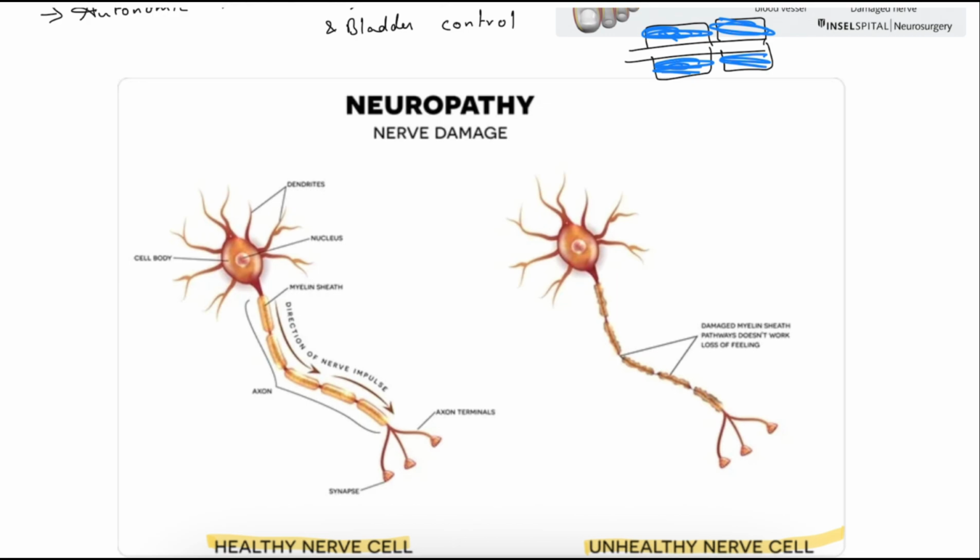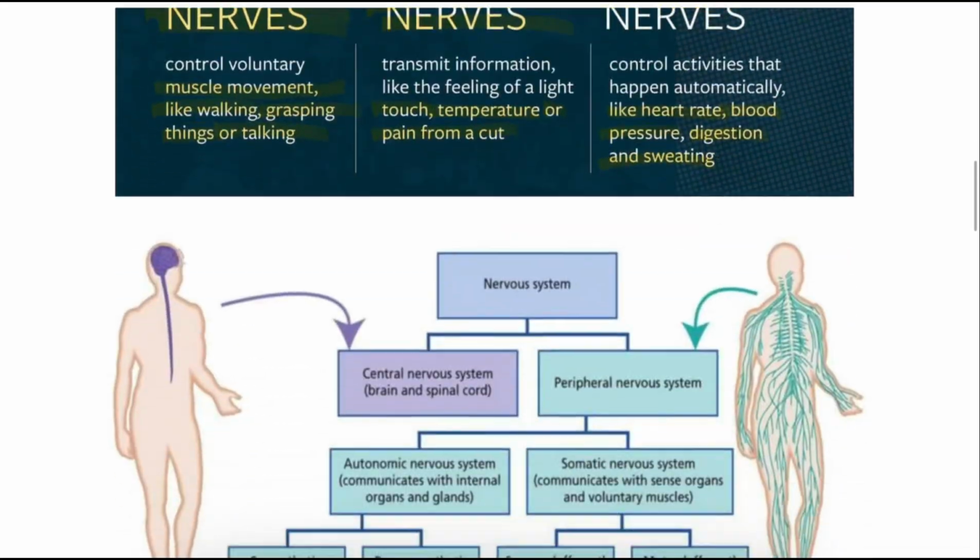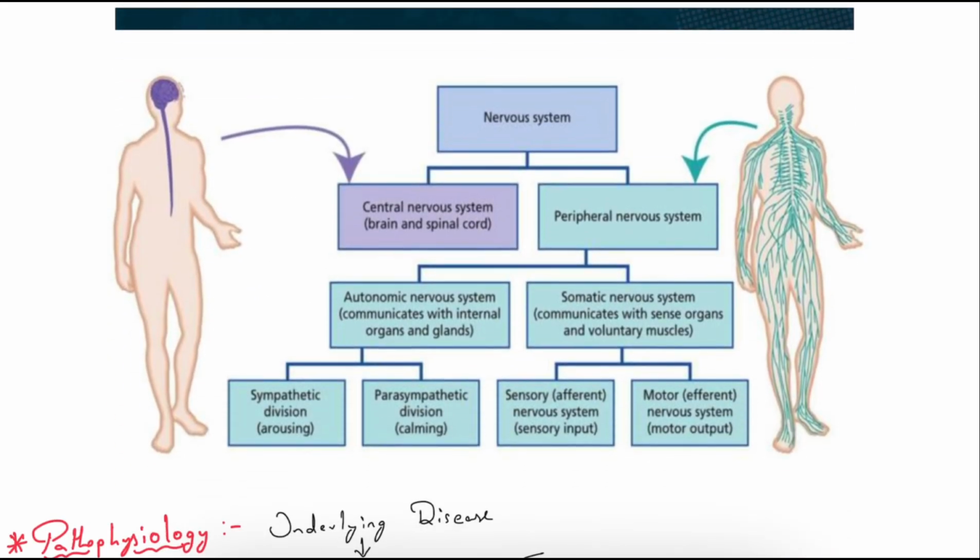It's a clinical disorder resulting from structural or functional impairment of peripheral nerves, causing sensory, motor, and or autonomic symptoms. If you're seeing here, this is the division of the peripheral nervous system. Actually, our nervous system is made of 2 things. One is the brain and spinal cord, from which we get the nerves. Brain and spinal cord, that is the central nervous system.